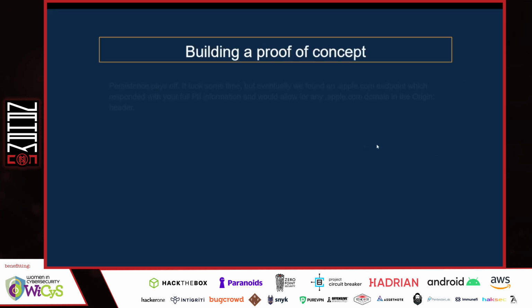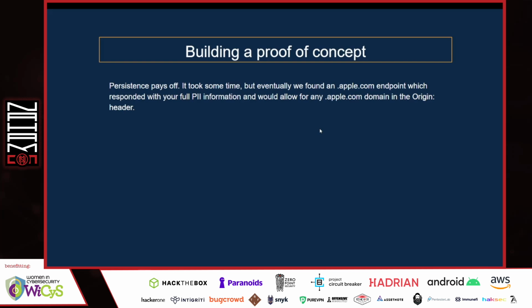So persistence actually pays off. It did take some time, like I say, about 3 or 4 days, but eventually we found an Apple endpoint where it responded with not only your full PII information, but it also allowed for any apple.com domain in the origin header. So we could put all of our XSS works, and it would respond with Access-Control-Allow-Origin with our Apple domain there. We have access to this.